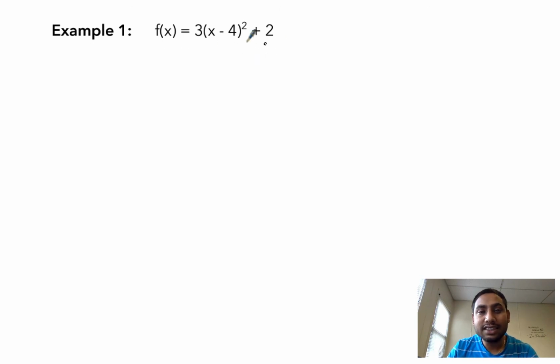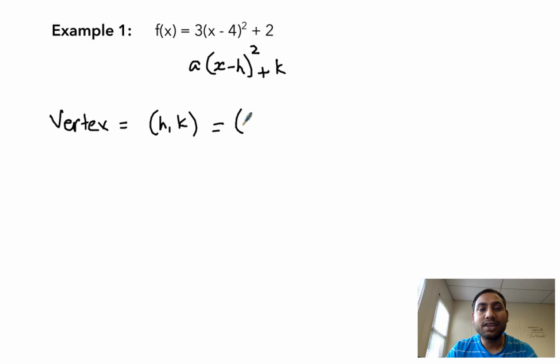Now, notice that this function is written in vertex form, right? So if you were to compare this with the vertex form a times (x minus h) squared plus k, you'll see that the vertex is (h, k), right? So h is 4, and then the k is 2. So we got the vertex (4, 2). Now we got to decide which way this parabola opens, right? So for that, we need to look at the sign of a. So here, a is 3, which is positive, right?